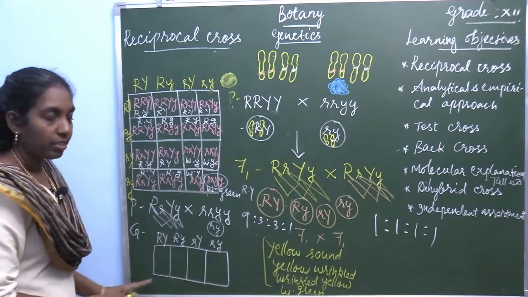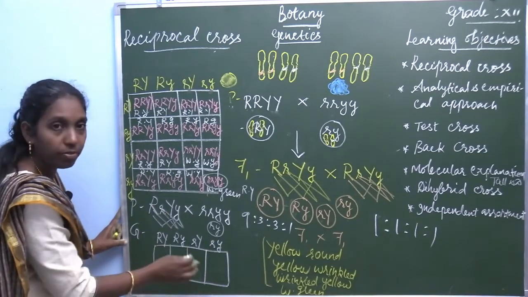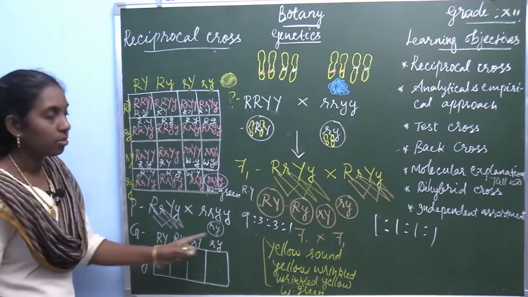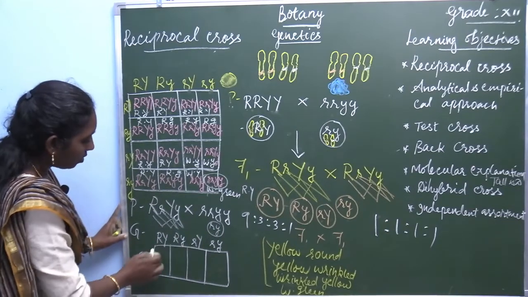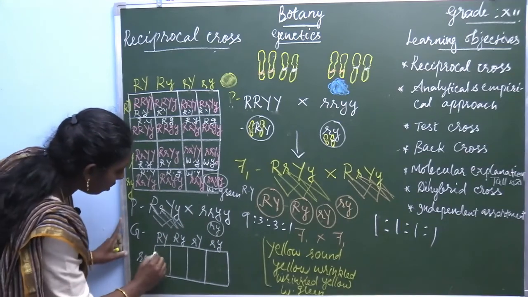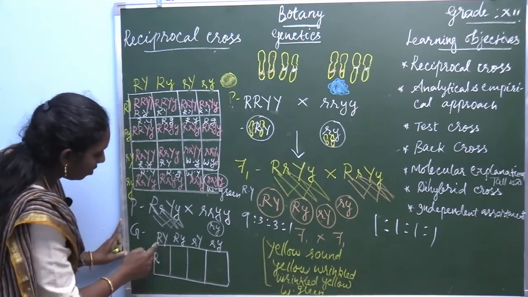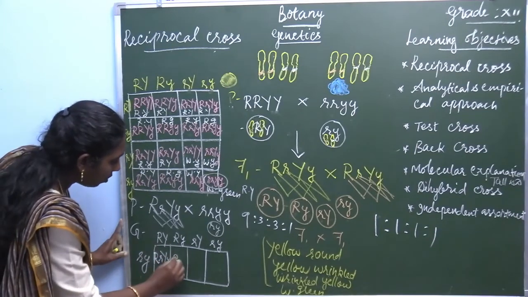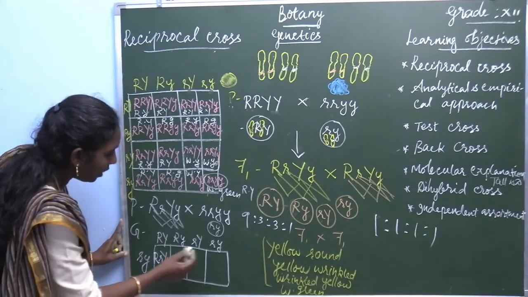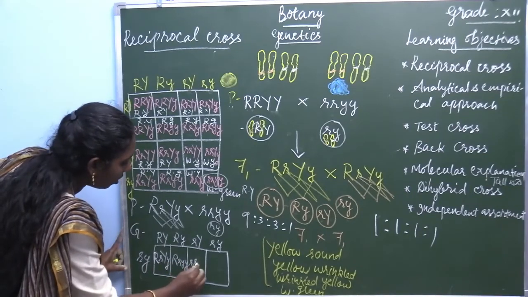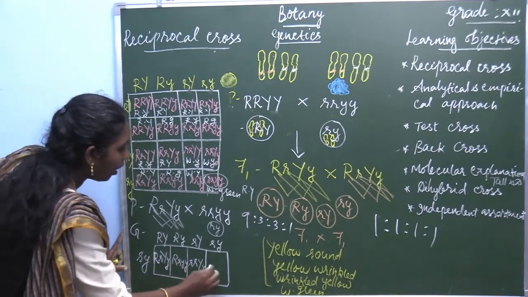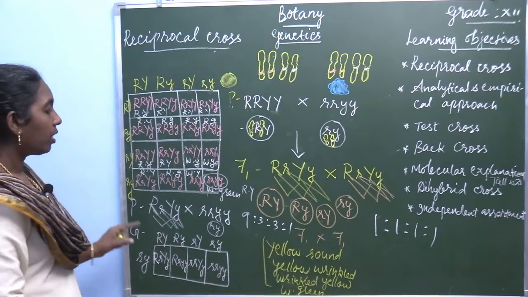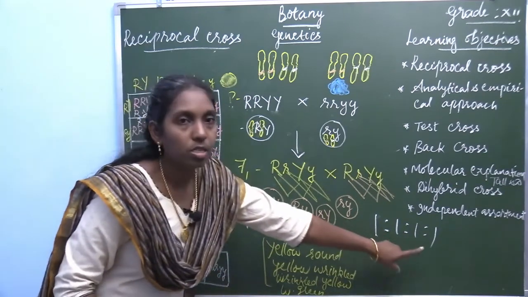For better illustration, we are taking it in the form of checkerboard. Then small r, small y. It is easy to take out the probabilities. Now, this capital R, small r, capital Y, small y, capital R, small y, small y, small r, capital Y, small y, and small r, small y, small y. So, here it gives the ratio 1:1:1:1.